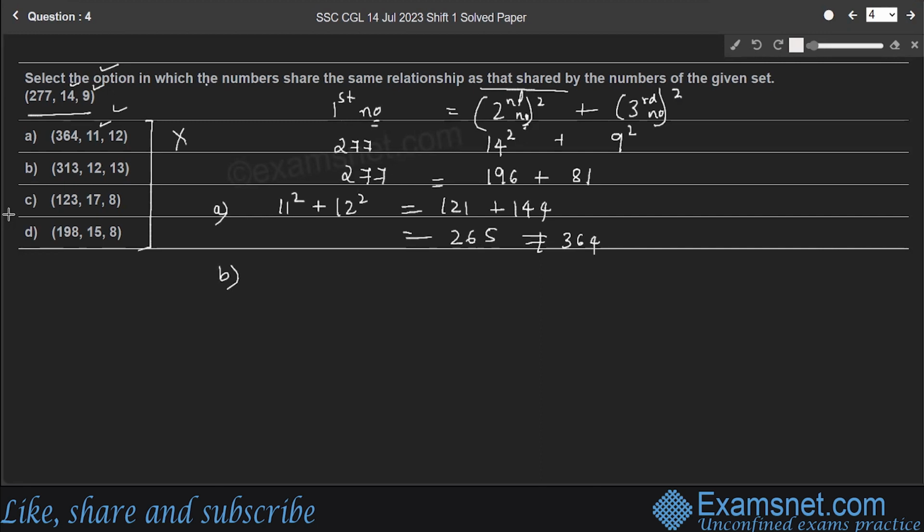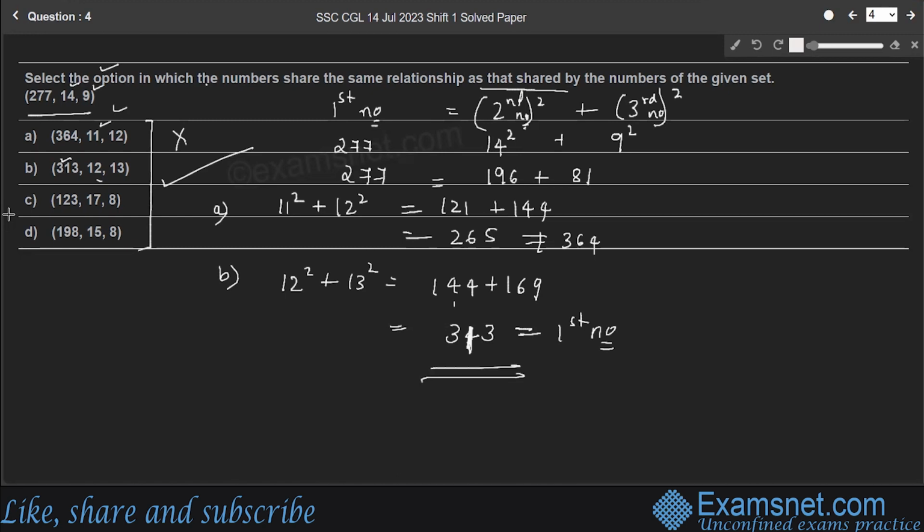So the first set doesn't follow the same logic. Now the second option, 313, 12 and 13. These are the numbers. The second number, 12 square, plus the third number, 13 square. 12 square is 144, 13 square is 169. So add these two: 313. Which is equal to the first number. Therefore, the second set follows the same logic. Therefore, option B is the right answer. 12 square plus 13 square is 313.